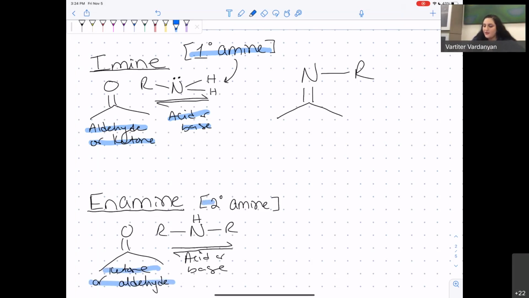This one is a little bit different. When we have the enamine reaction, we're going to keep the bottom part the same. We're going to single bond to nitrogen. Nitrogen keeps its 2 R groups. And we're going to make a bond to one of the alpha carbons.